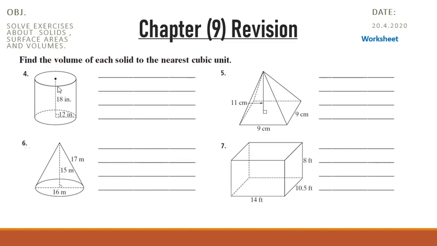Okay, Muammal. Base area multiplied by height, which is pi r square multiplied by h. Now we have r is 12, and the height is 18. Okay. 1,143. Great. Approximately 1,143 cubic inches. Thank you, Muammal.